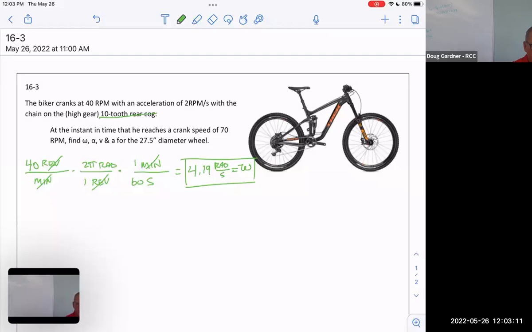Does it make sense I could do the same thing with 2 RPMs? Since that was my... I won't write the rest of it out, but if I multiply by 2 pi and divide by 60 in that case, I get 0.21 radians. What would the unit of that be? Radians per second.